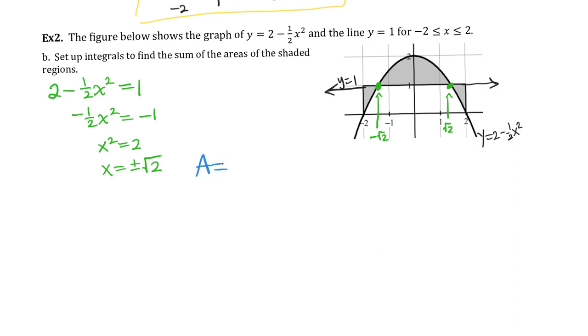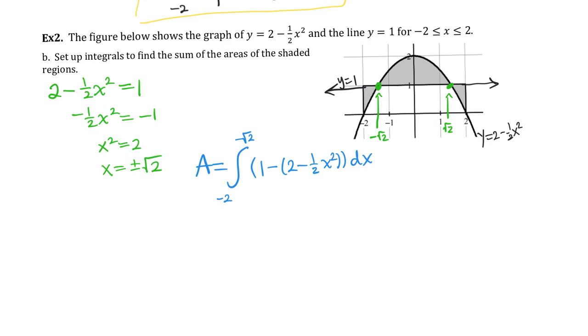Okay, let's see how many pieces. It looks like 3 pieces. Now the first piece goes from x equals -2 until x equals negative square root of 2. Okay, from here to here, the higher function is the 1. The lower function is the parabola, which is the 2 minus 1/2 x squared. Okay, when you plug it in, don't forget the parentheses. When you subtract, or you could distribute as you're going, that's fine with me as well.